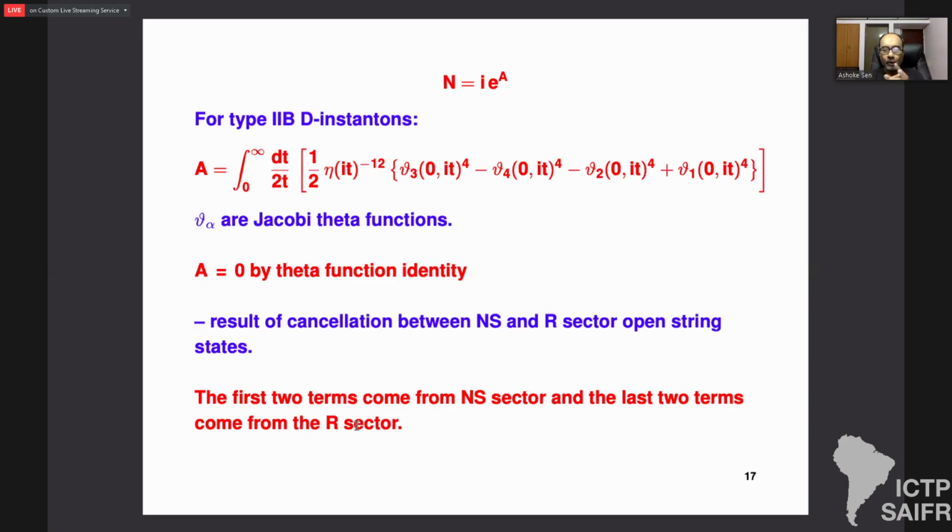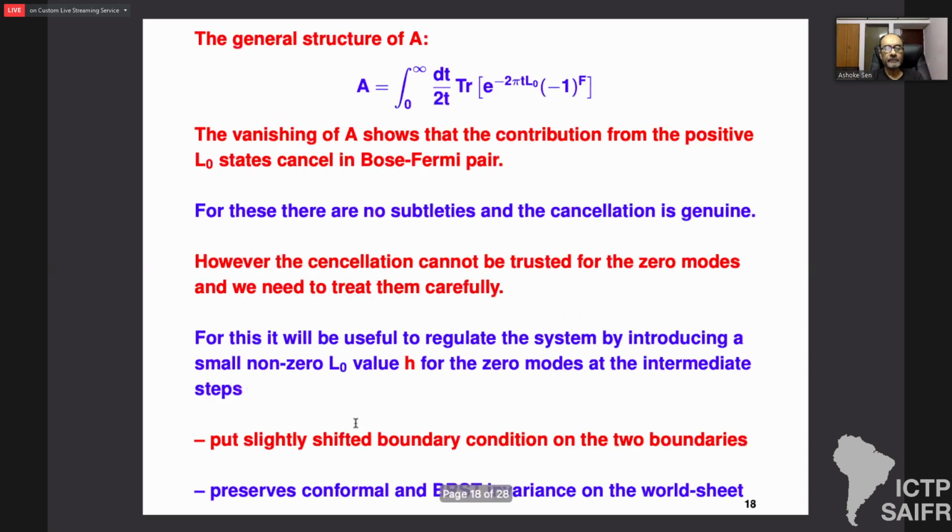Now, if this was the whole story, then you could just stop here. The price you pay is that you don't get anywhere close to the answer that you saw earlier, which was predicted by Green and Gutperle. So you have to understand what this formula means. To do that, we have to look at the general structure of A. And this in fact is the general form of A.